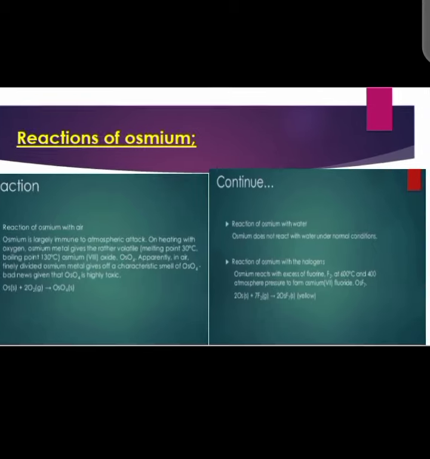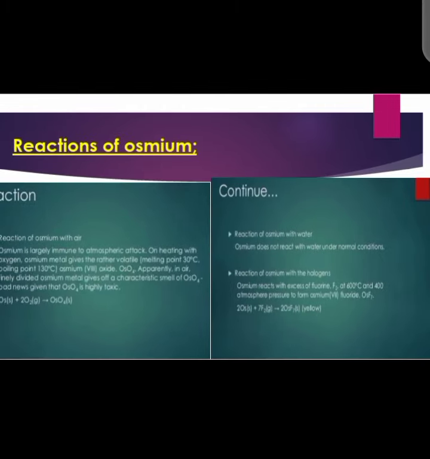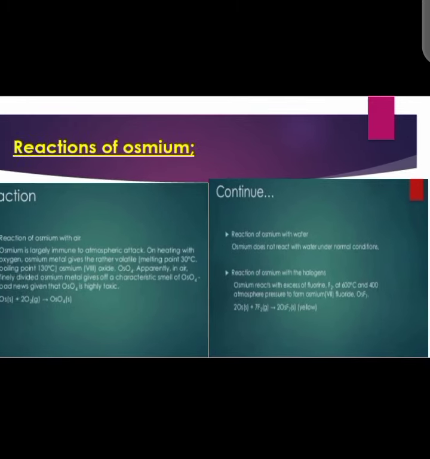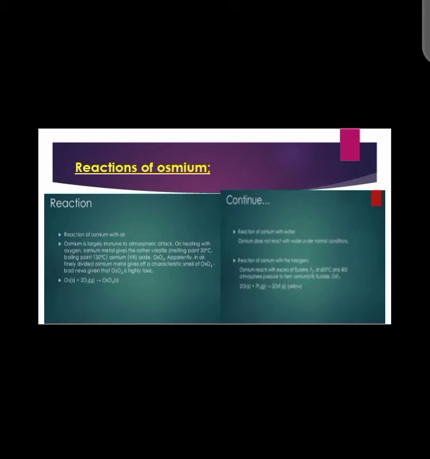If we talk about the reaction with the halogens, osmium reacts with excess fluorine at 600 degrees Celsius. These are some of the reactions of osmium.